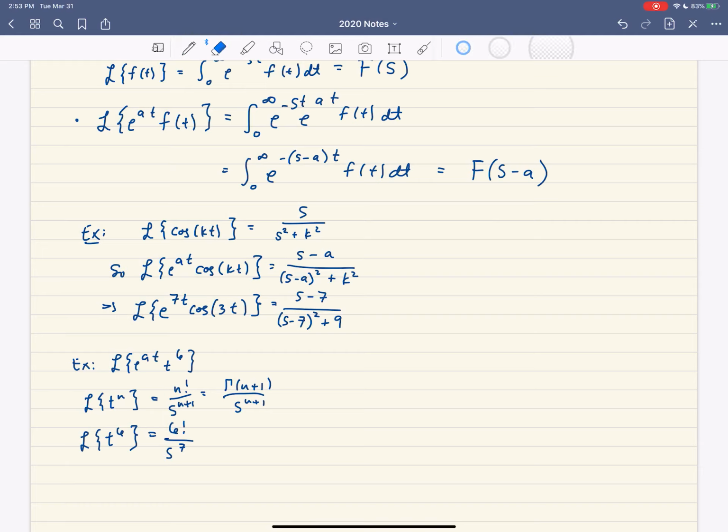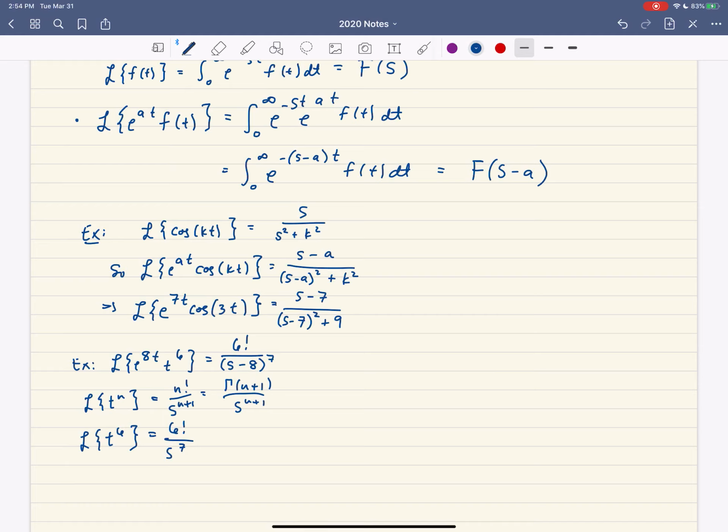This e to the at I meant to write as e to the 8t. And so what we're going to do is take our transform for t to the 6th, which we found, and replace all the s's with s minus 8, and we're done. So we're going to end up with 6 factorial over s minus 8 to the 7. Okay, so that's how that works.